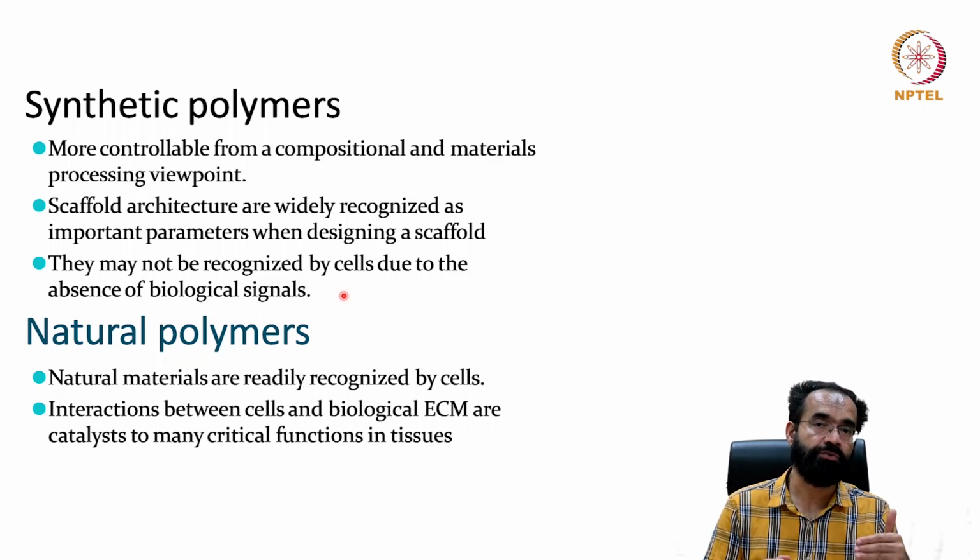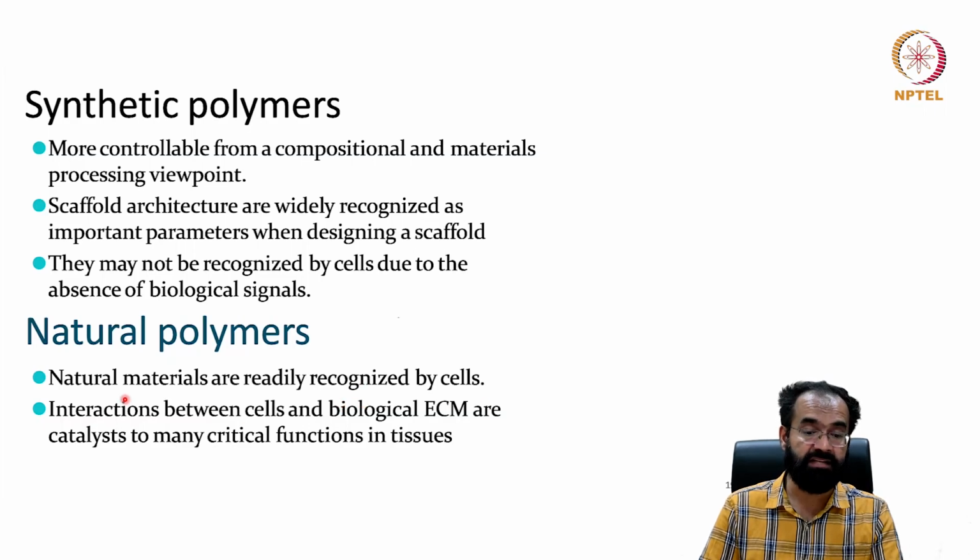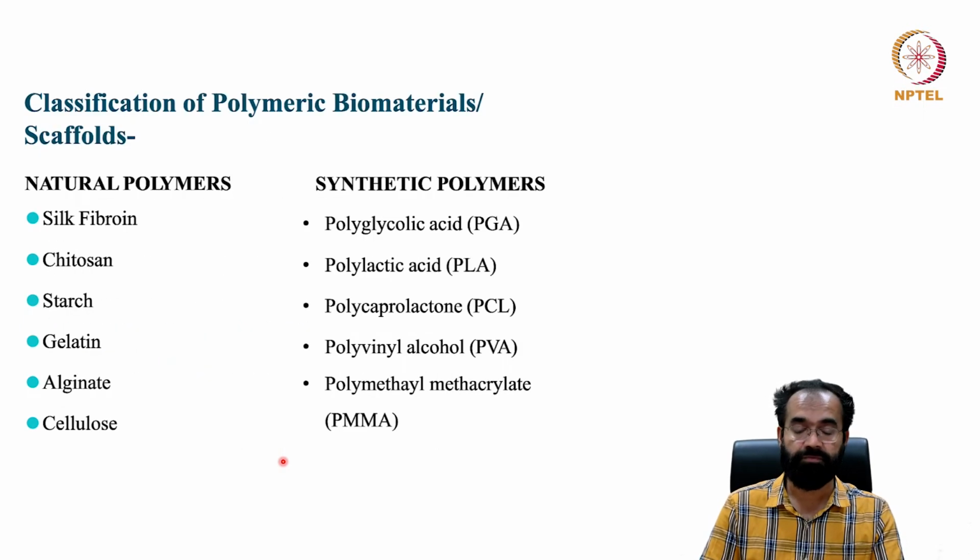Sometimes for a given tissue they should favor, like we told that RGD, arginine glycyl aspartic acid, should allow the attachment of cells on them. So you have to include that tripeptide. Many natural polymers are used. Natural materials are readily recognized by the cells. Interaction between cells and biological ECM is a catalyst to many critical functions in tissues. So natural polymers are quite friendly for these kinds of biological reactions.